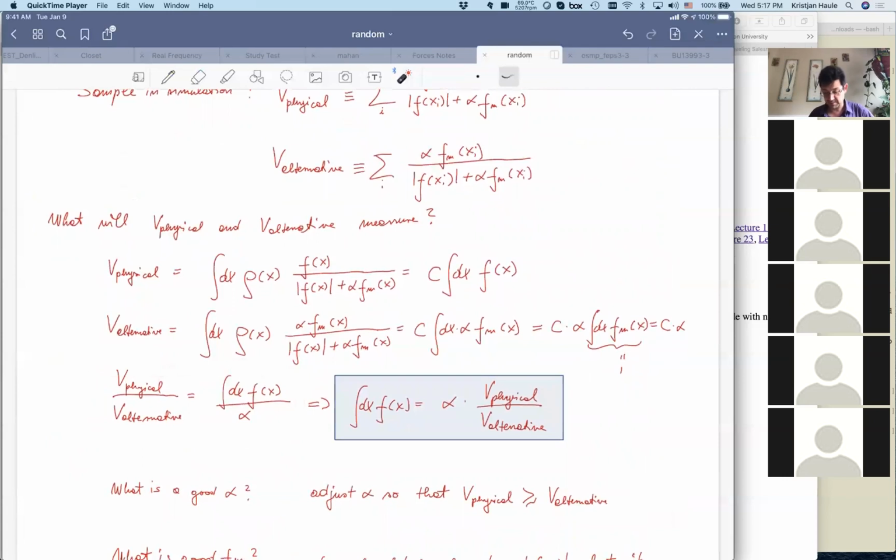So basically we know all the quantities. We know v physical, we know v alternative, we know alpha, so we know the integral. So we can express the integral from this. The integral is alpha v physical divided by v alternative.